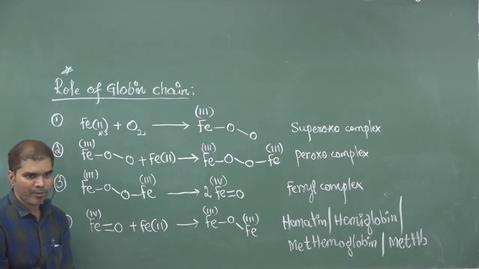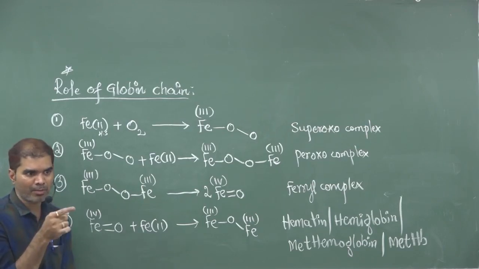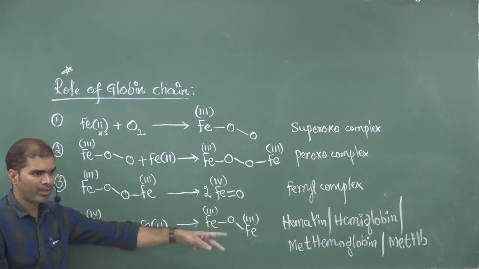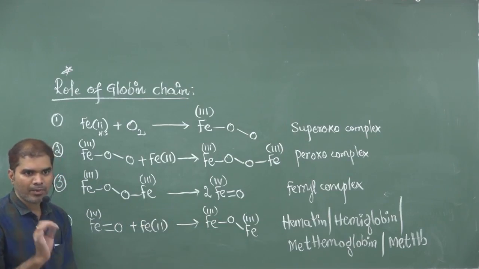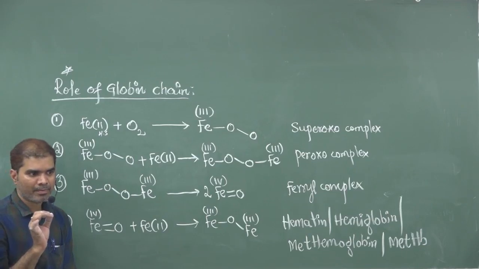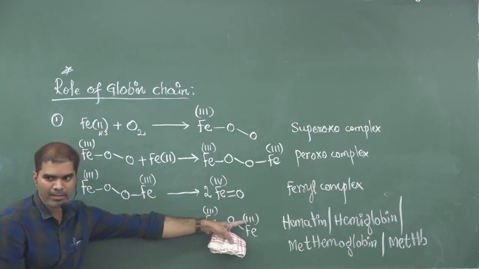Right, what are the other names for hematin? Hemoglobin, not hemo. Hemoglobin is different. Hemoglobin means hematin. Another name is methemoglobin. In previous exam questions, the question was, what is the oxidation state of iron in methemoglobin? It is plus 3. Iron is present in plus 3.